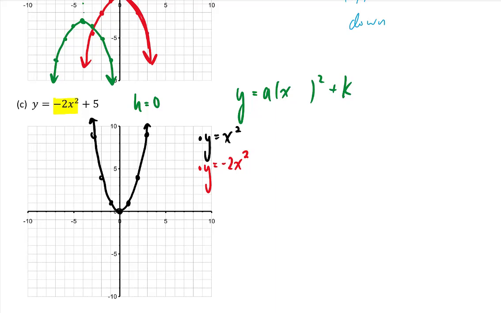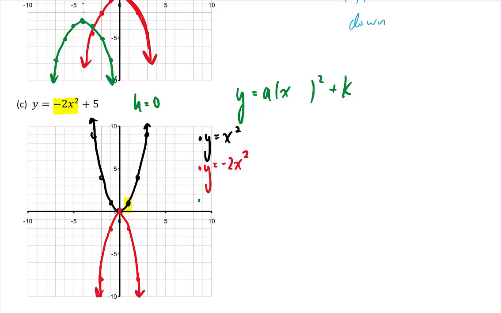So the first one was at 1. So times it by negative 2, that gives me negative 2. And do the same thing for the other point. The next one's at 4, so it becomes negative 8. And I can't draw the third point, so I stop there.